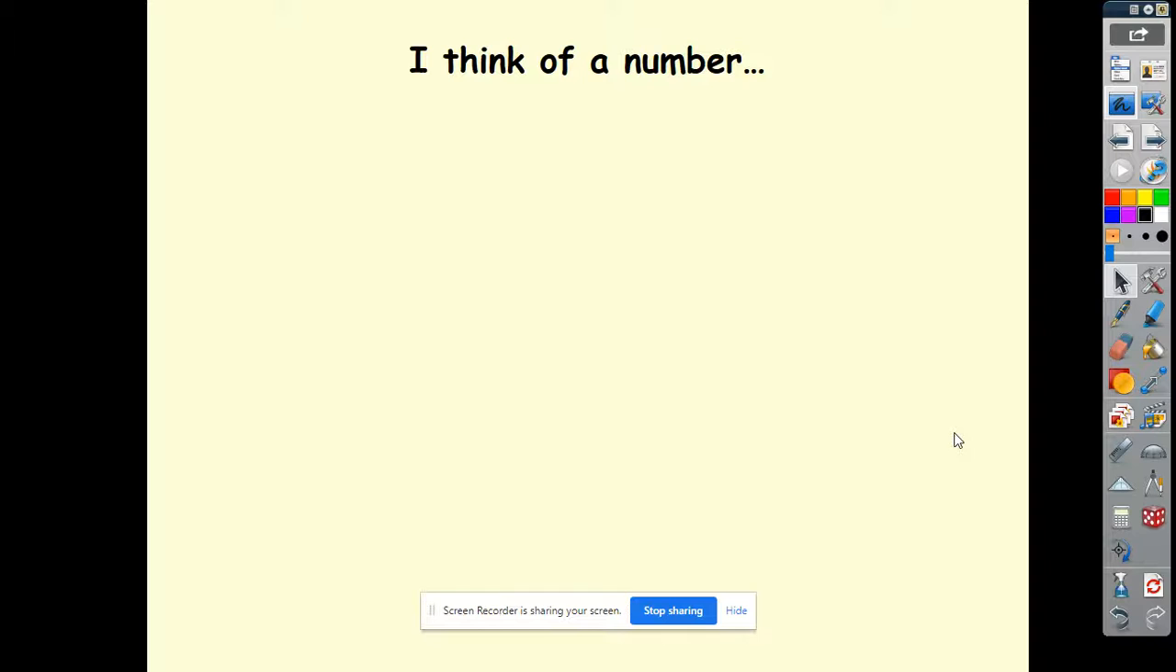I thought today we would have a look at I think of a number. I think it's a really good way to explore solving equations. So let's have a look at a couple of examples and then we can apply it to solving equations, and you should be able to see how they're related.